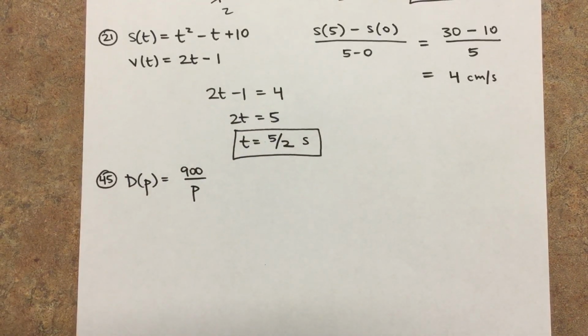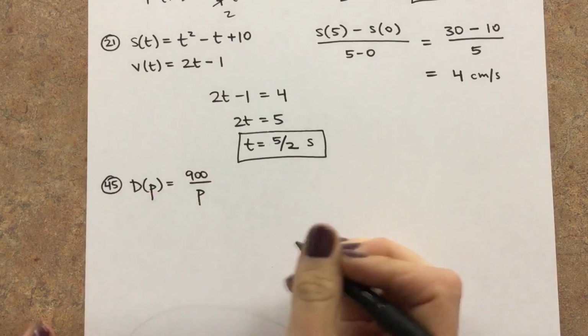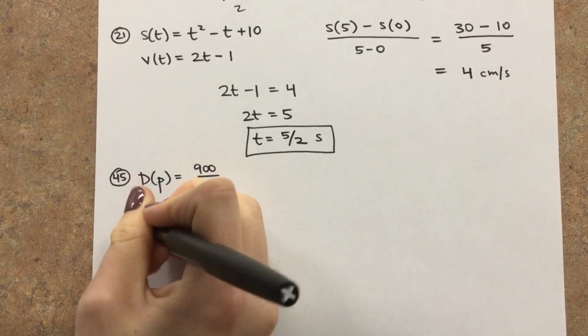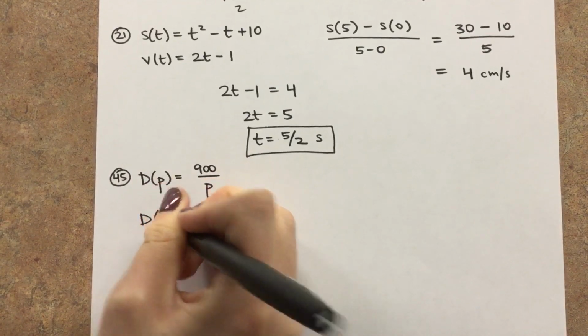So the demand is in barrels, and P is the dollar price per barrel. So they're saying if the price goes up, then the demand goes down, right? It's a supply and demand sort of situation. So find the demand when P is equal to 40. We're going to start with that.